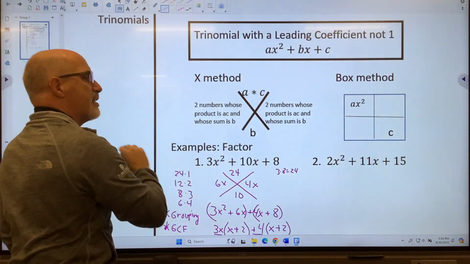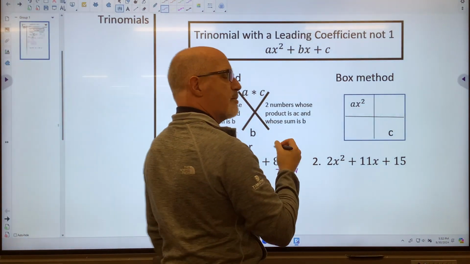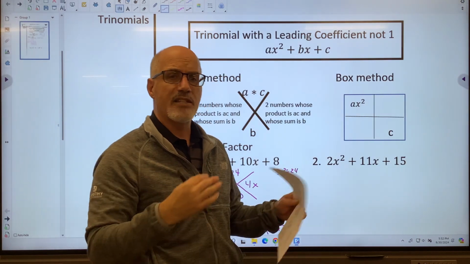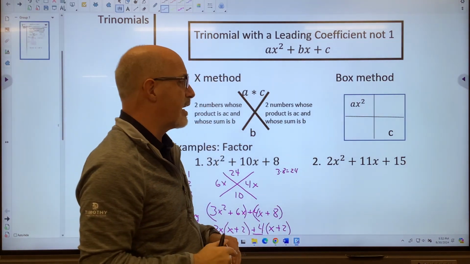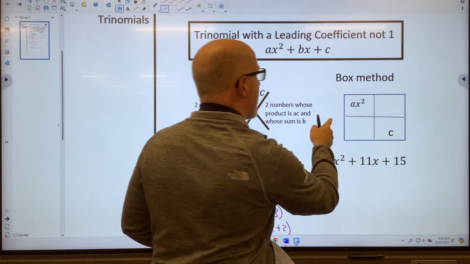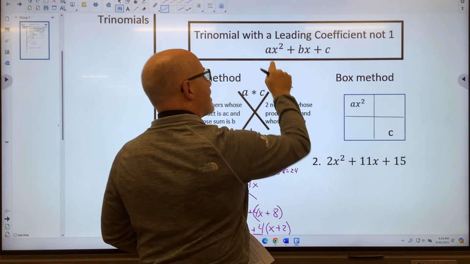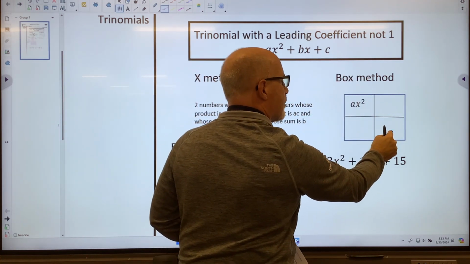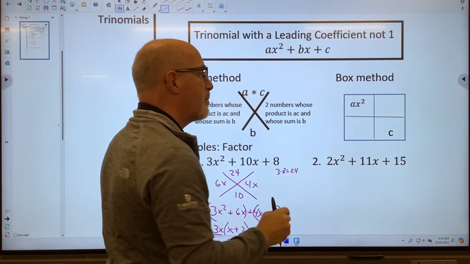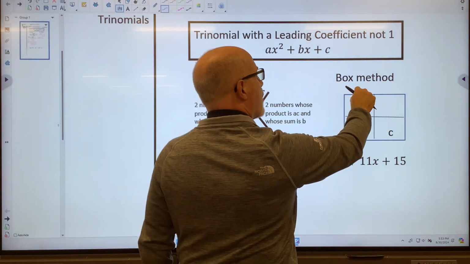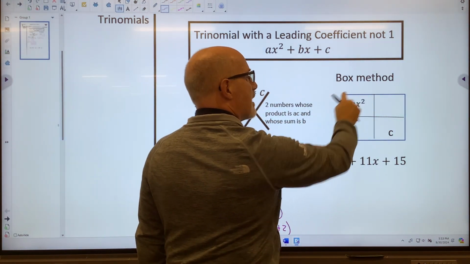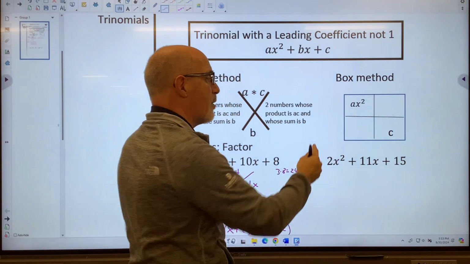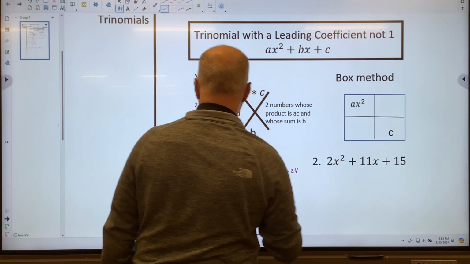The box method is really an organizational tool. We're going to organize our guess and check method for trying to figure this out. So to do this for the box method, I'm going to take the ax squared, the first term, and put it in this box. I'm going to take the c and put it in that box. Then what I'm going to do is try to separate out what these things up here would be, like we had multiplied them before. How do I separate them out for these to multiply to get this?